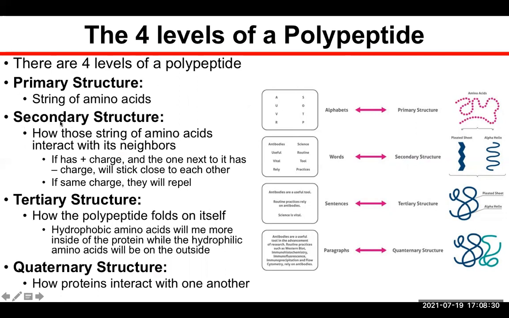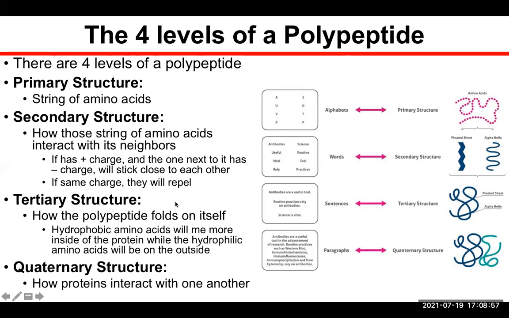Now, when we look at the secondary structure, these are going to be how these amino acids interact with their neighbors. And so when you do that, depending on what charge it is, it's either going to repel or attract. If they're opposite, they attract. If they're the same, then they're going to repel. But think of the secondary structure as analogous to words that are being made up from these letters.